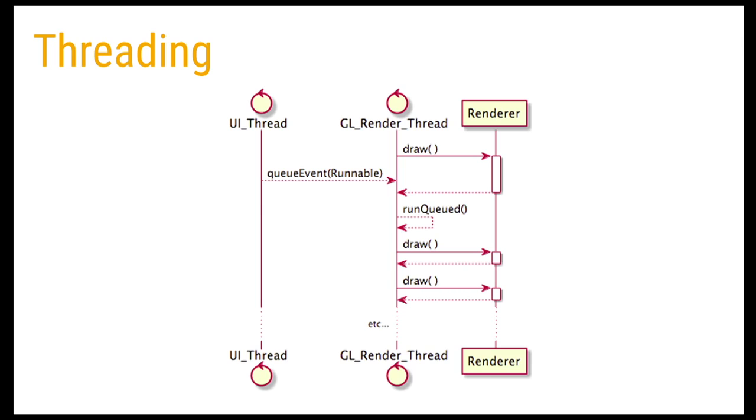Threading, quick note on threading. I made this nice little diagram, and I want to go over it really quickly. The renderer is running on its own render thread. It's got its own dedicated GL rendering thread. So you have the same kind of challenges that you have with the UI thread. If you want to communicate with your renderer, you need to go through something like queueEvent with a Runnable or some other threading mechanism, okay? And this is so that you can get reliable draw calls at all, your 60 frames per second. All right.